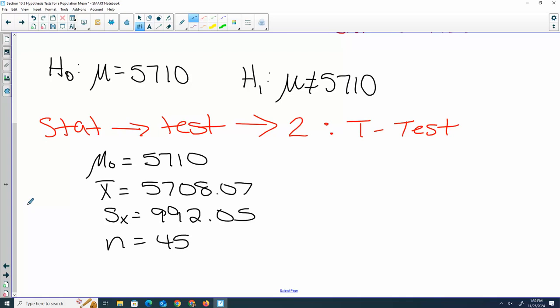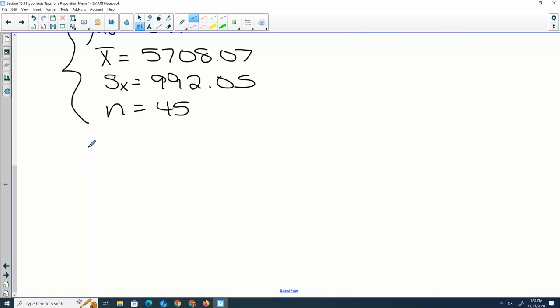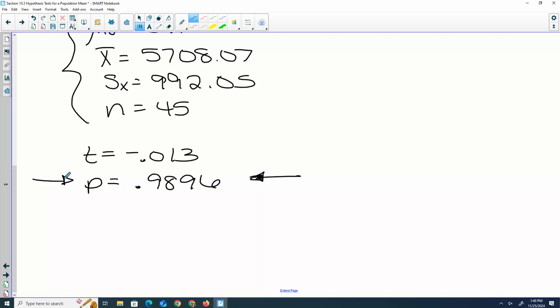It's very helpful to me, especially on a test, that you write this down so I can tell if you put things in the correct spot in case you make a mistake. So we're testing not equal to, calculate. It tells me the t, which I don't overly need, but what I really want is p. P is our p value, or the probability. This is what I'm looking for.